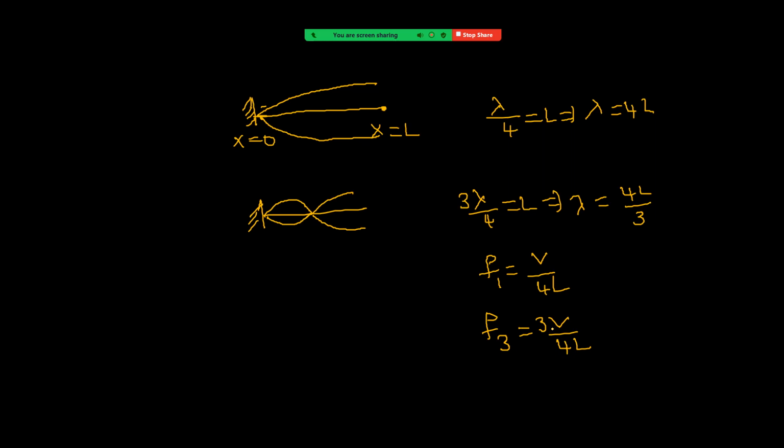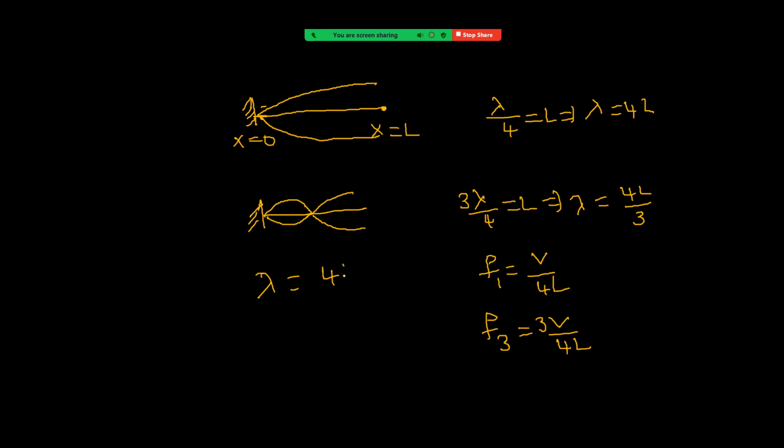I am repeating. First one v by 4L, but next one v by 4L by 3. It is now 3 times of the first frequency. That's why this is known as third harmonic. So in this, there is no second harmonic, right? That means we can generalize now.